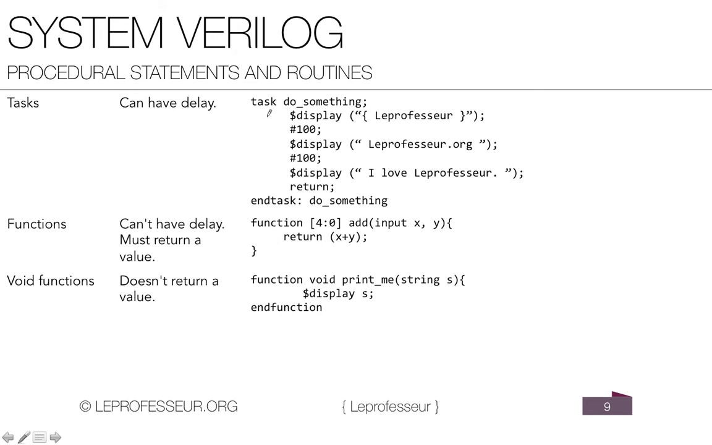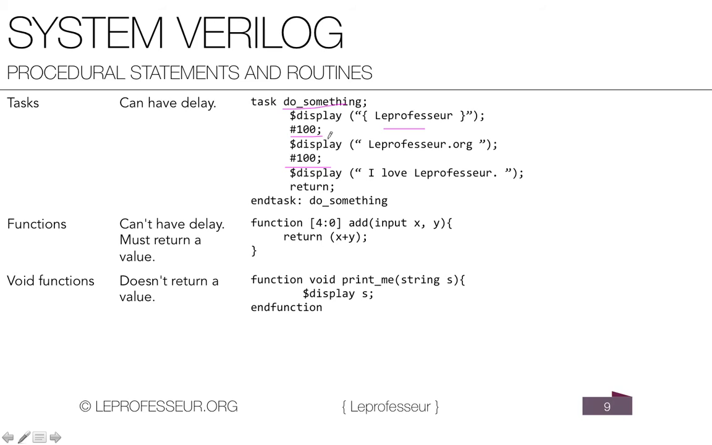The example for the task: say task do_something, you are printing something here, display LEPROFESSEUR. Another important feature of the task is that you can have delays. You cannot have delays in functions. Functions are executed instantly, but in a task you can have delays. So you want to have some delay of 100 units. A unit will depend on how you define it in your testbench. So 100 units delay, typically it's picoseconds, but it depends. You may change it via timescale description or via some other means depending upon your testbench environment.